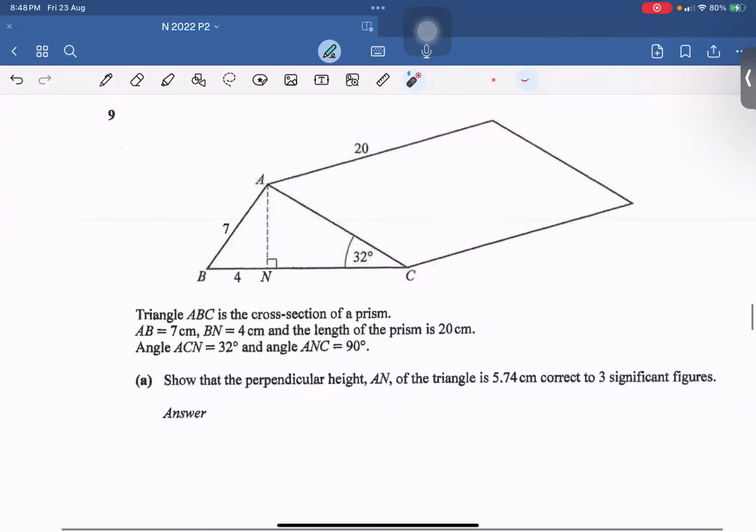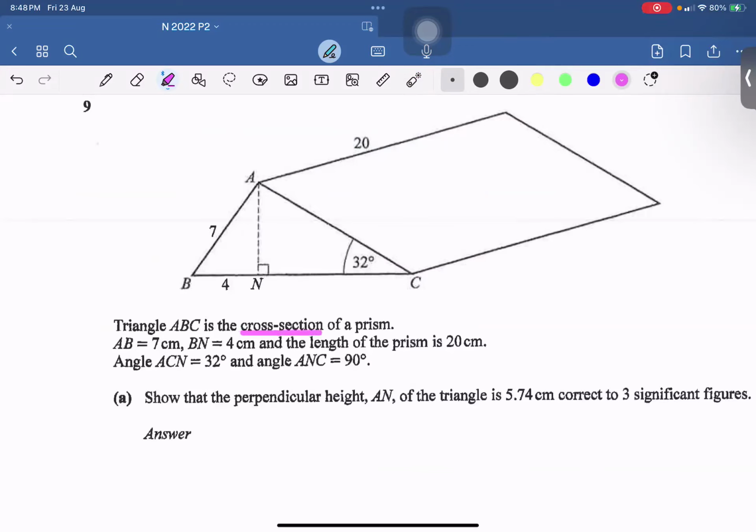This is a prism. Okay, and first word students usually always ask me, teacher, what is cross-section? Okay, imagine this is one whole piece of the chocolate cake, right? How would you cut your chocolate cake? Slice it up so that every slice has the same shape. I will cut it. How will you cut it?